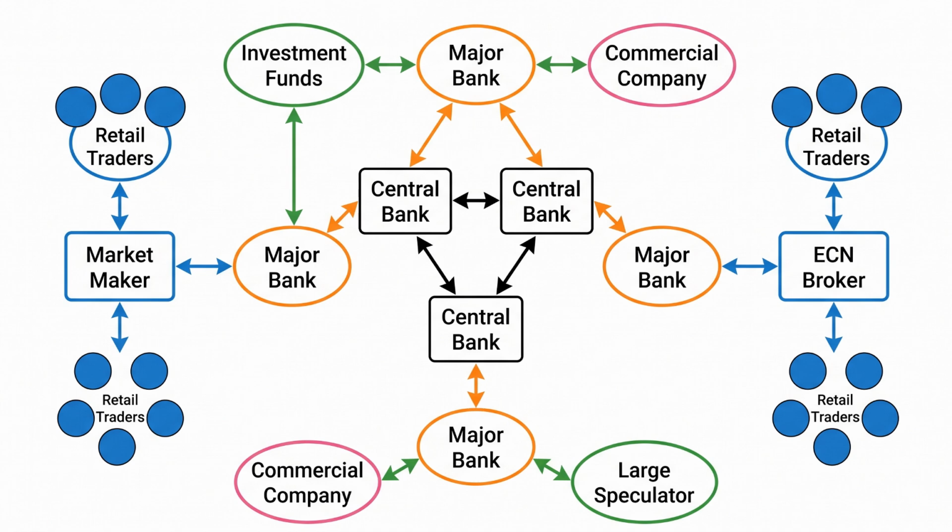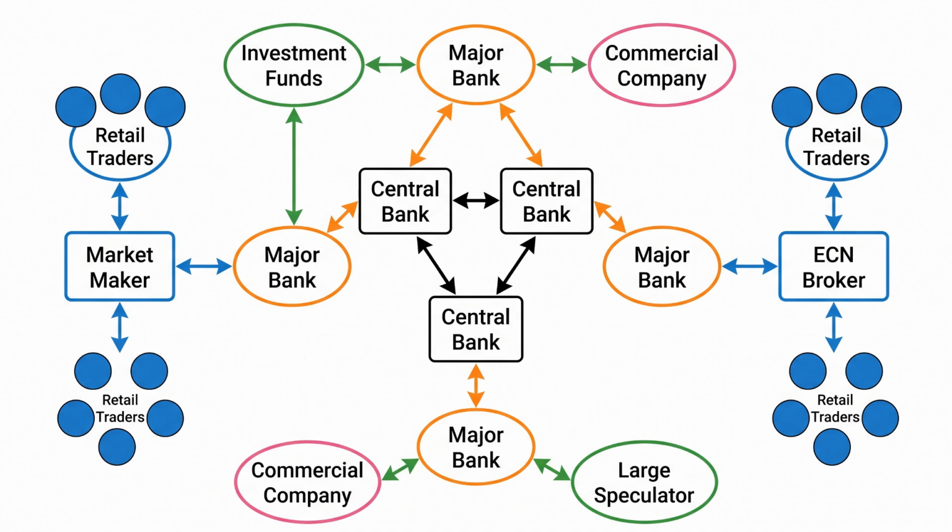The interbank market, major banks, orange connections. Surrounding the central banks are the major banks, e.g. JP Morgan, Citibank, Deutsche Bank, connected via orange arrows to the central banks. These institutions form the interbank market. They trade massive volumes of currency with one another and directly with central banks. They are the primary liquidity providers for the rest of the Forex ecosystem.